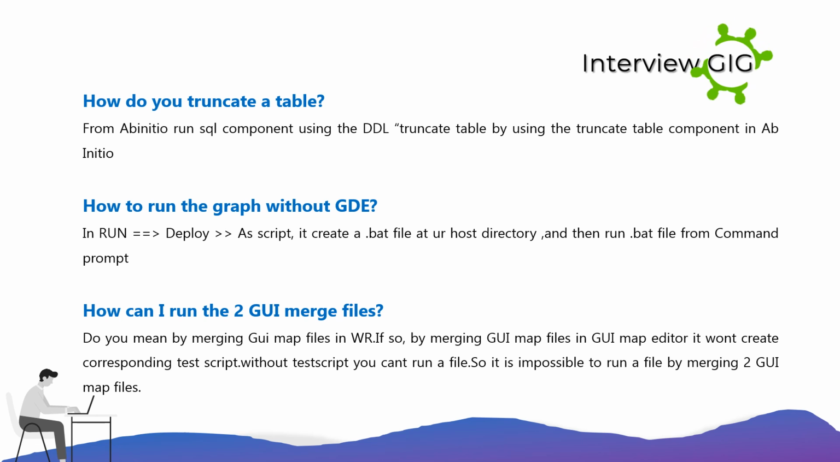from the command prompt. How can I run the two GUI merge files? Do you mean merging GUI map files in WR? If so, merging GUI map files in the GUI map editor won't create a corresponding test script. Without a test script you can't run a file. So it is impossible to run a file by merging two GUI map files.